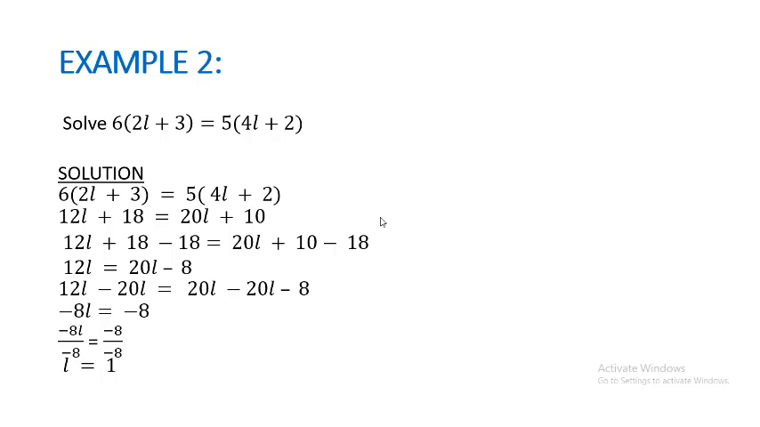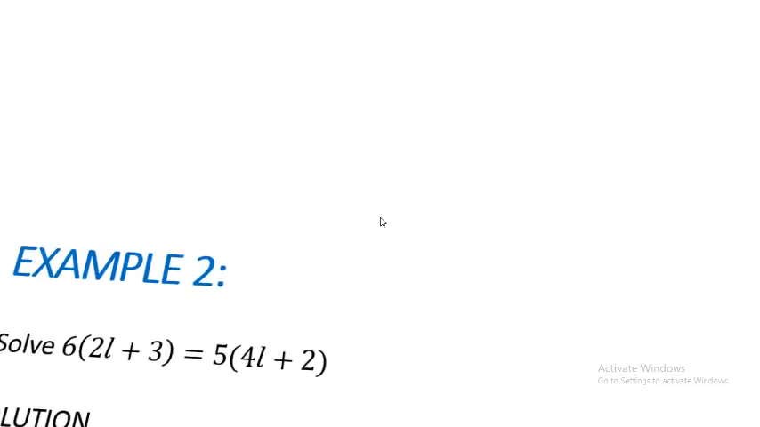So for us to find the value of L, we are going to divide both sides by negative 8. So if we divide, we find that L is equal to 1. So this is how we work out equations with brackets.